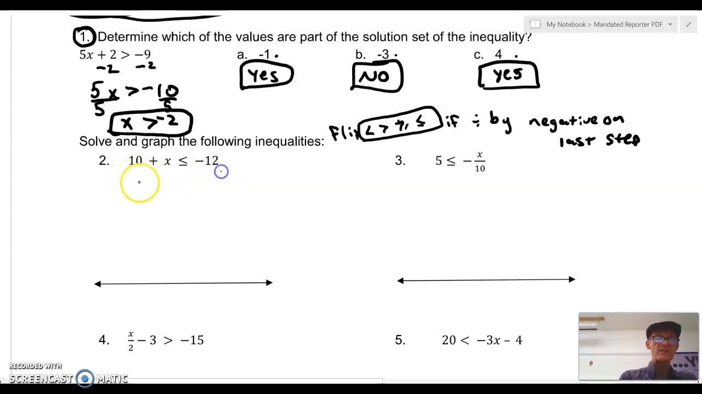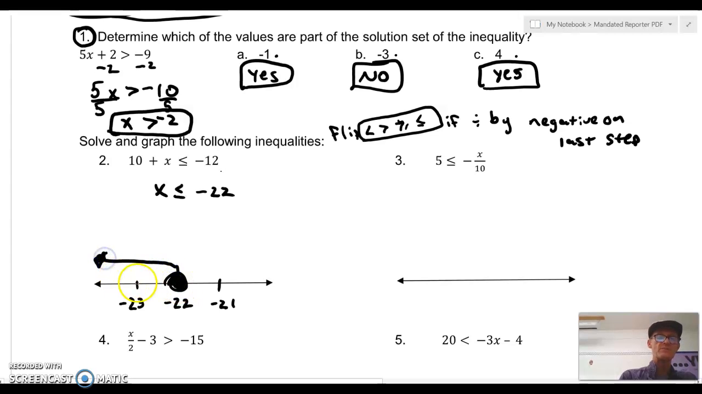So here I'm going to subtract the 10, so I get x less than or equal to negative 22. Now on the number line, negative 22 is here. Closer to 0 is negative 21. It's bigger. And then negative 23 is here. So I'll circle it, and I'm going to fill it in because it can equal, see? Less than or equal to negative 22 is to the left.